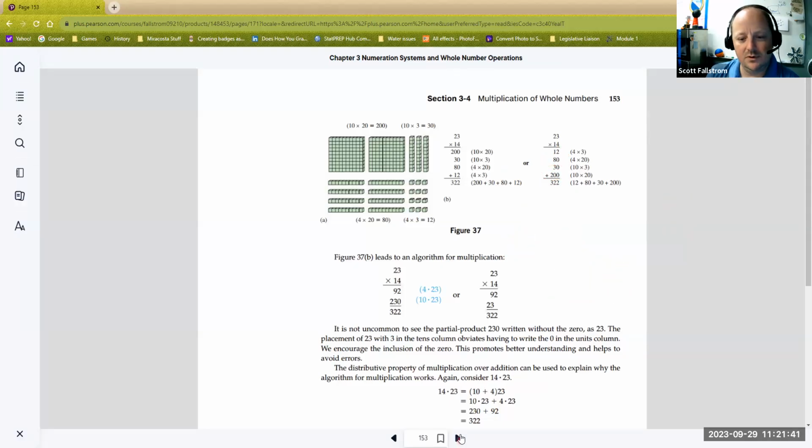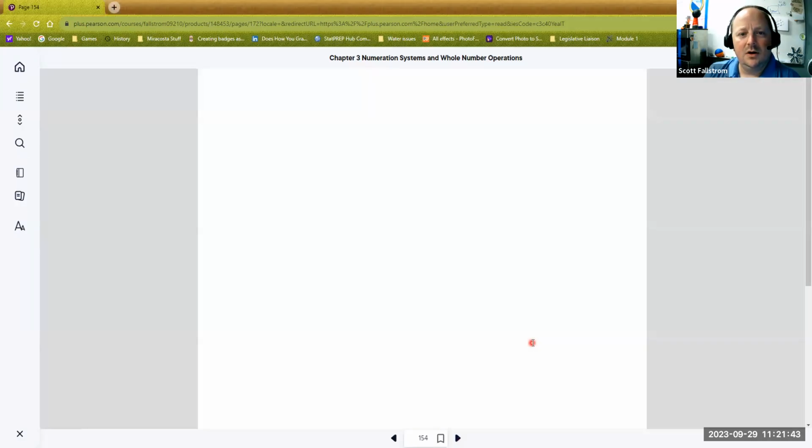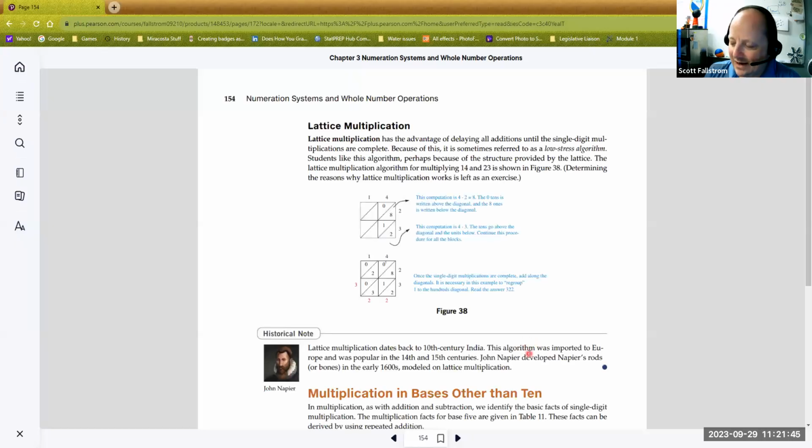Let's keep rolling. What else do we have here? Lattice multiplication. Again, lattices are pretty fun. There is still a regrouping that has to occur from time to time because the lattices break it into individual place values, and then you multiply, but you do have to regroup along the way.